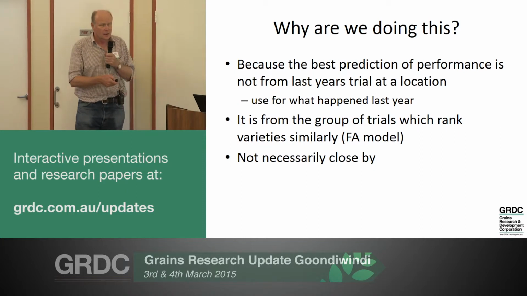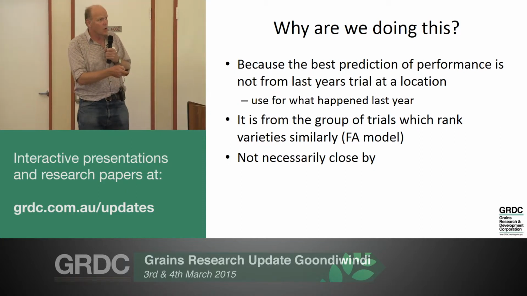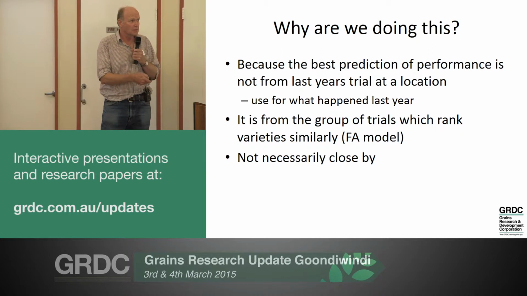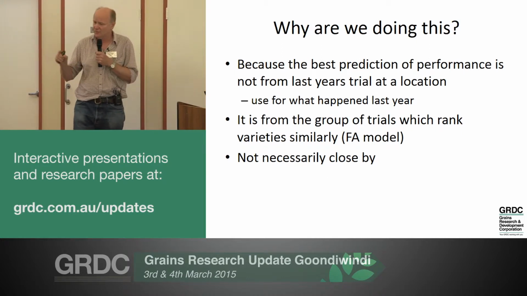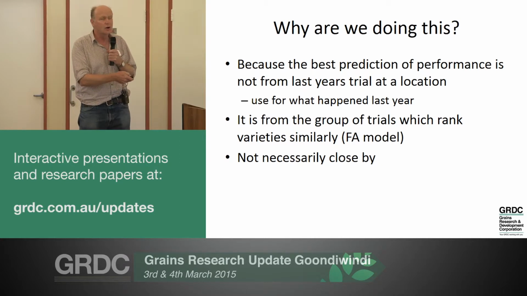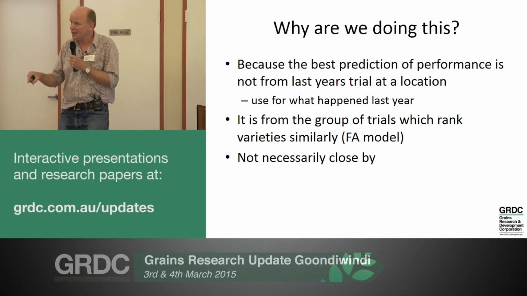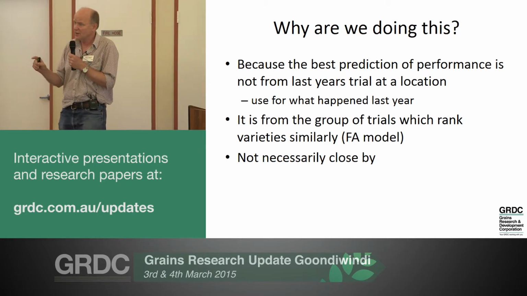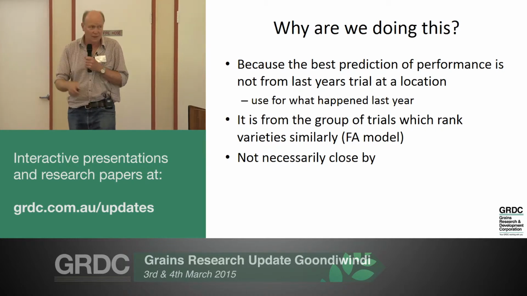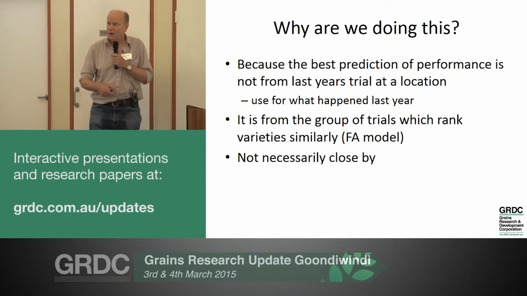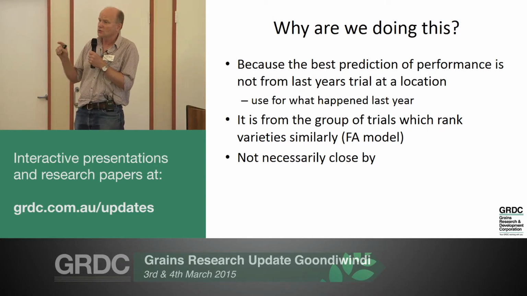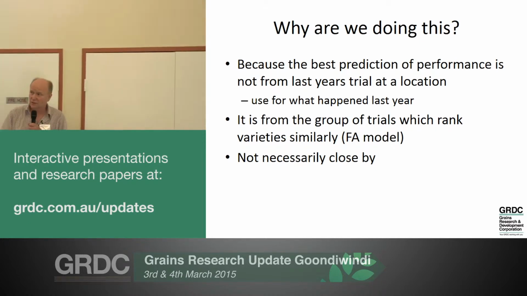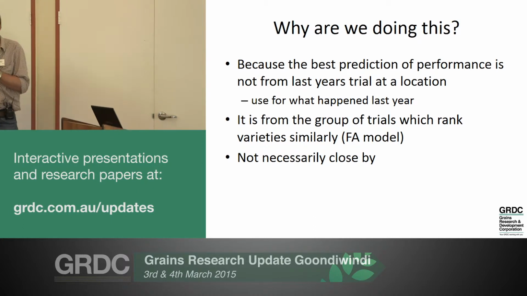Now, why are we doing it? Because the best estimate of variety performance for next year is not what happened in the experiment at that location last year. It is from a group of trials which rank varieties similarly for that region. And those trials are not necessarily the trials that are closest to where you are. That seems like a strange thing to say, but nevertheless it's true.